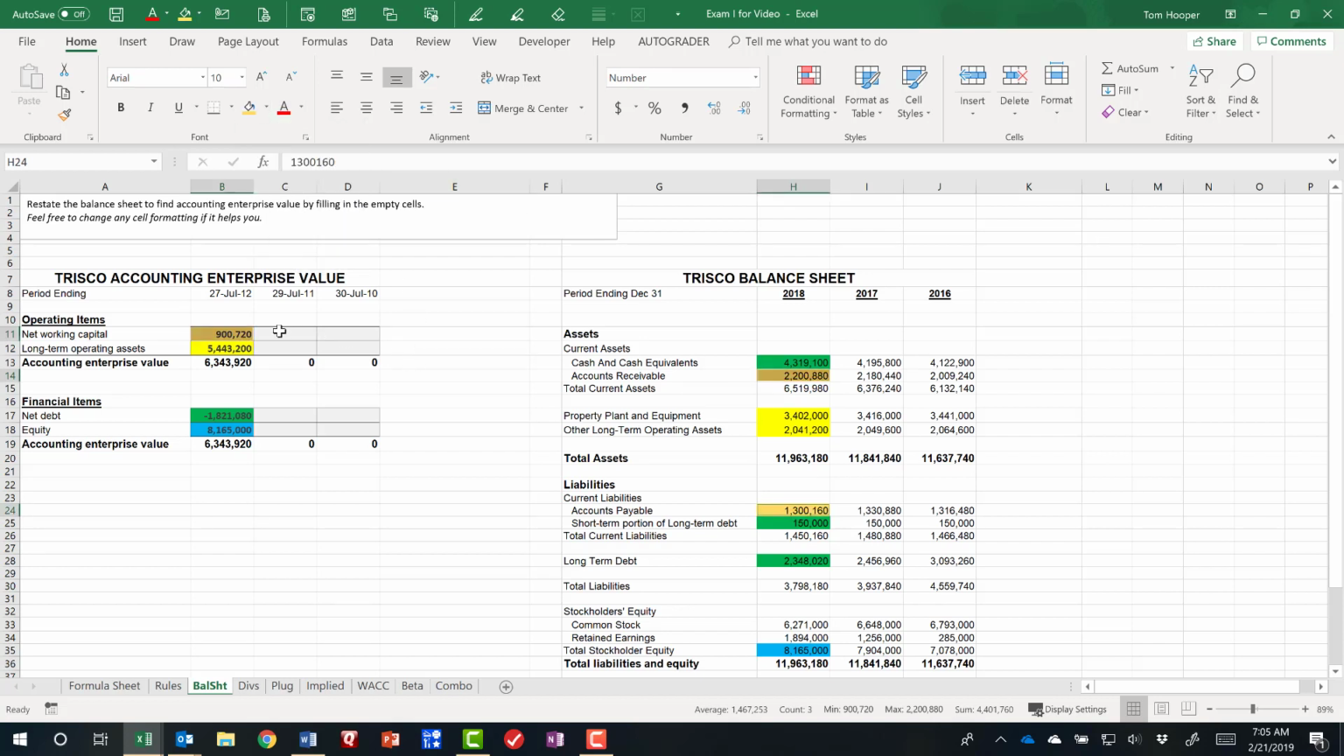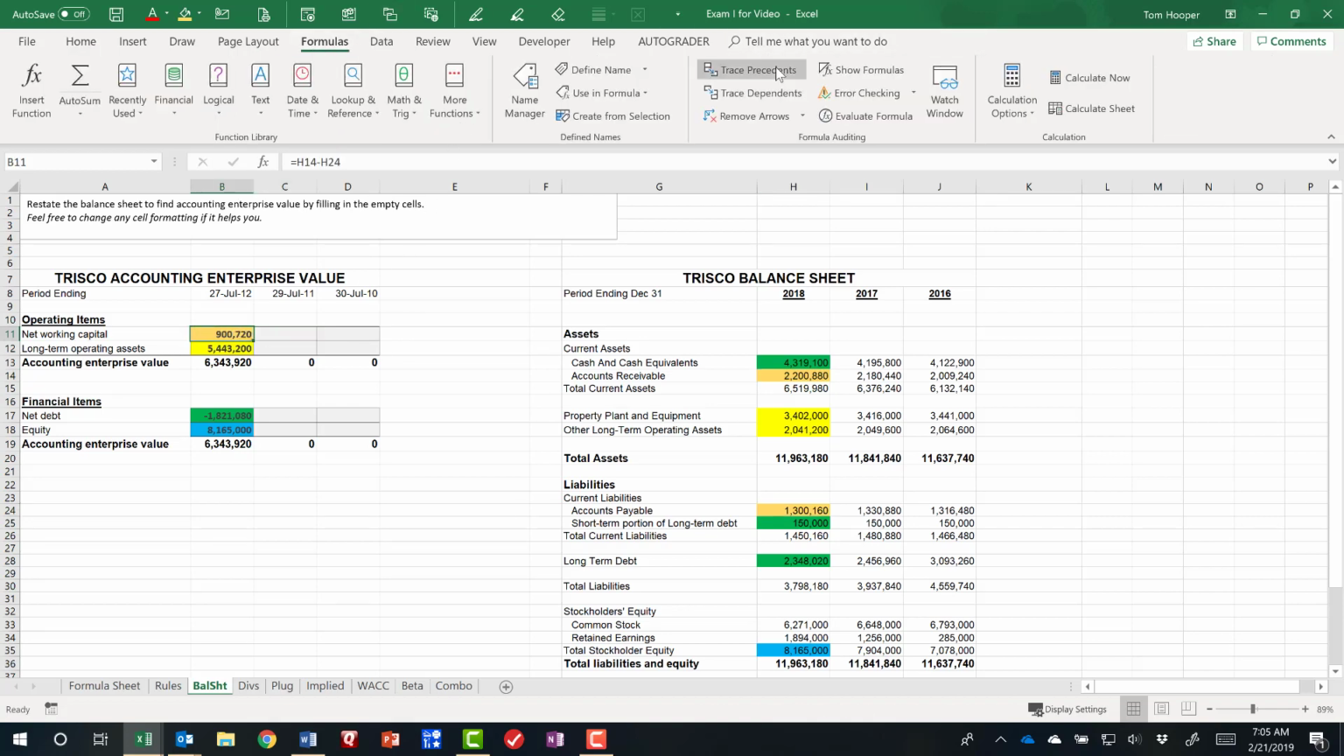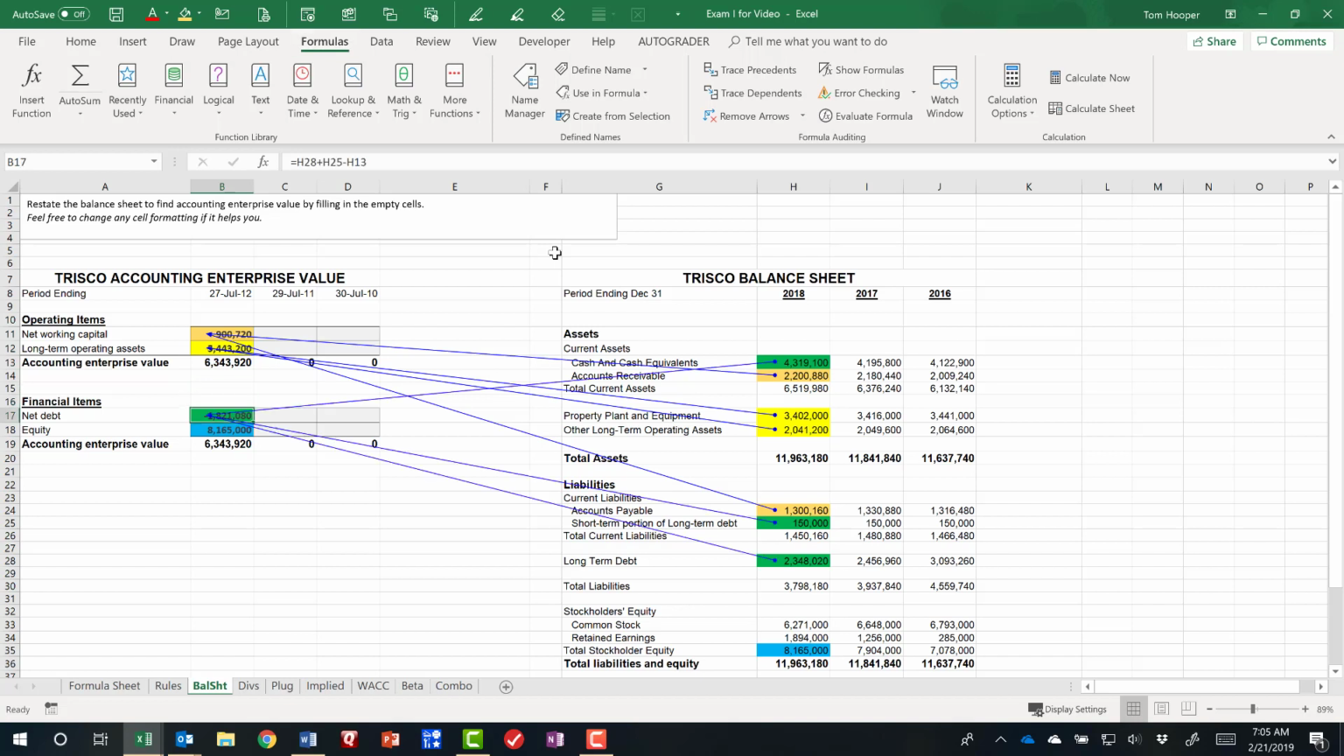Okay. Now I'm going to check these right quick. That trace precedence, I think that's Alt M P. So I've got my orange cells coming in. Yep. Alt M P. Those two yellow cells coming in. And then here, Alt M P. Got the green cells coming in. Alt M P. The blue cell coming in.